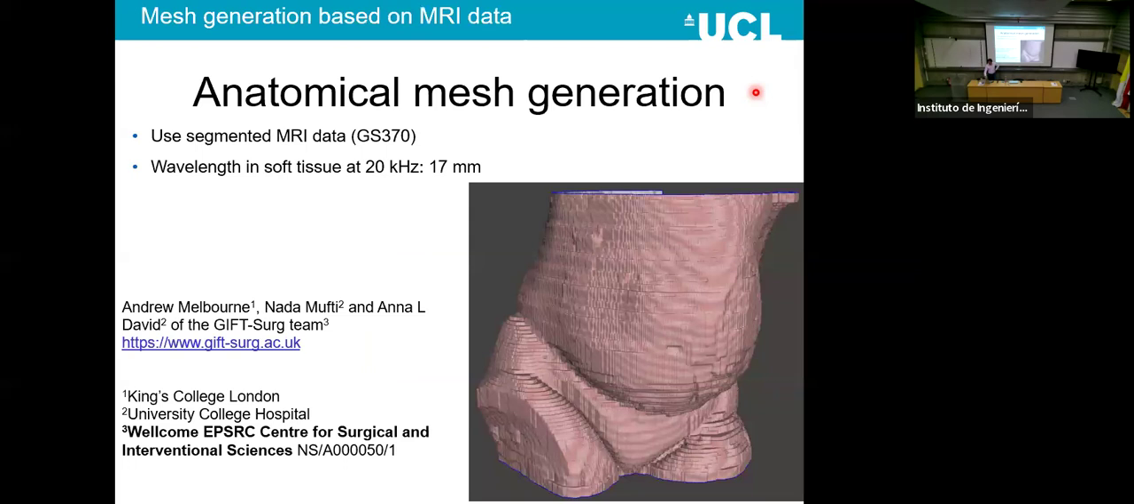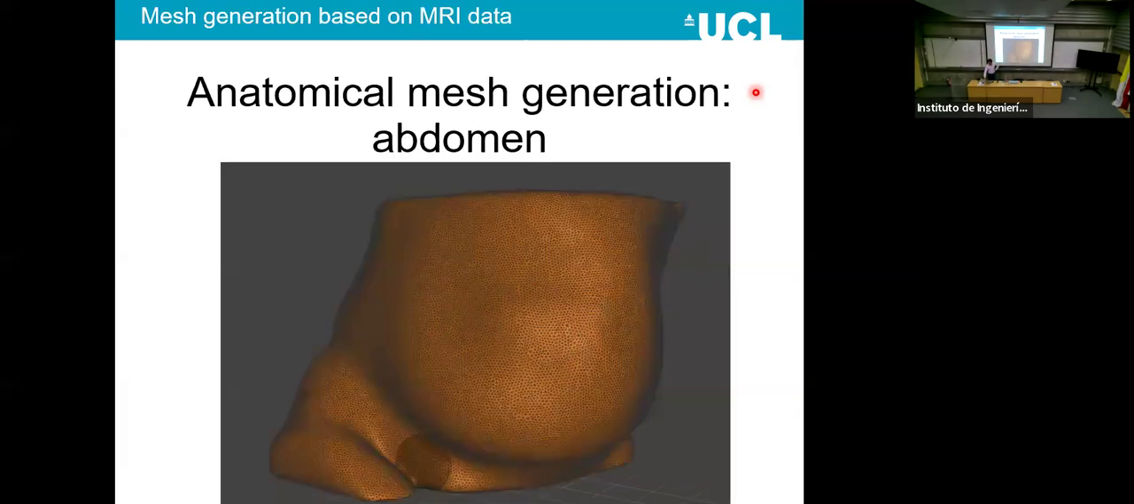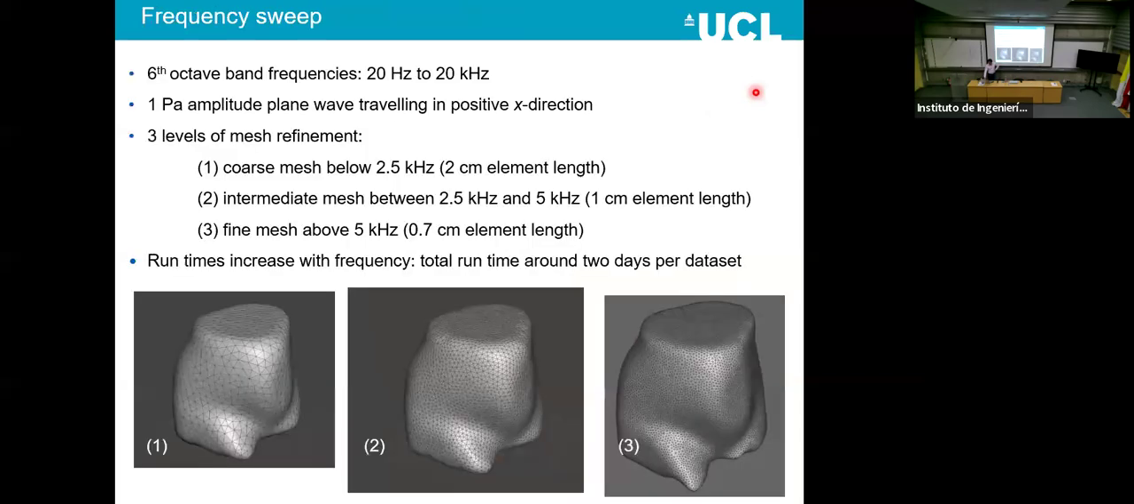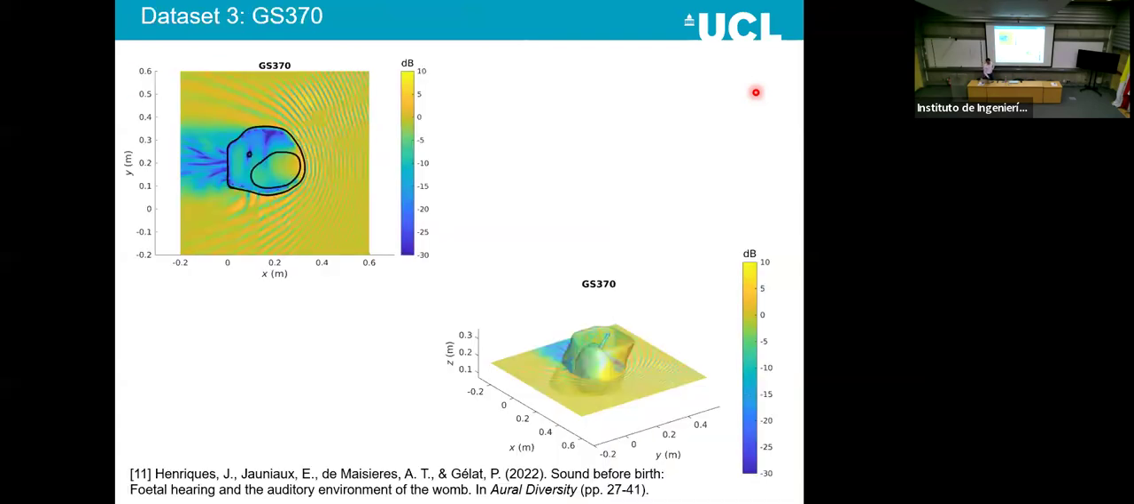So we got some. This is what comes out of an MRI scan. So we smoothed it. So that's the abdominal region. That's the uterus, amongst some of the other anatomical groups. We have different meshes depending on the frequency range we're considering. And this is one of the scenarios.